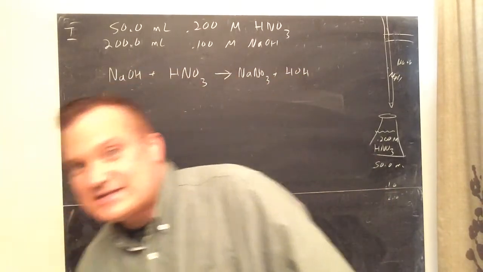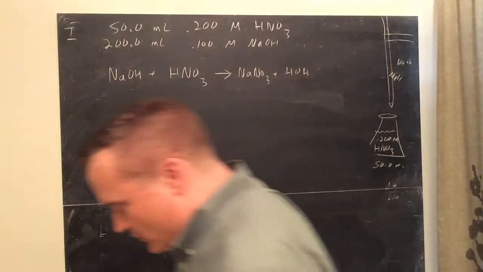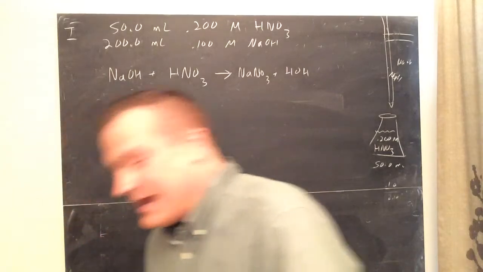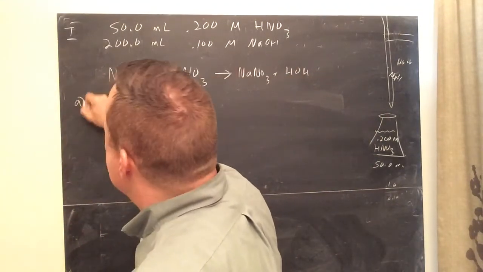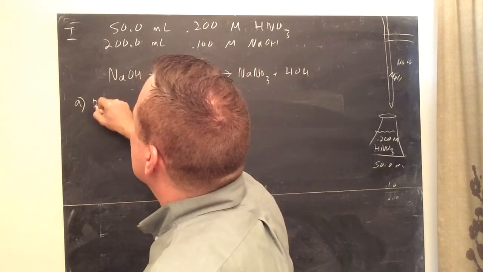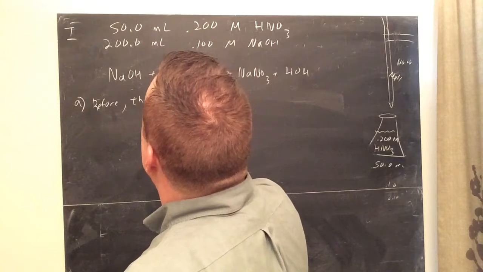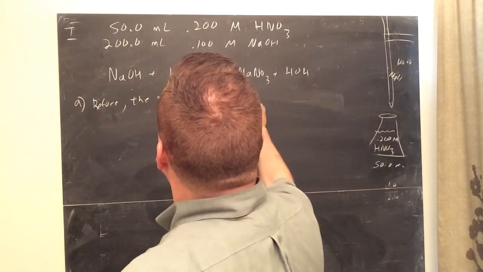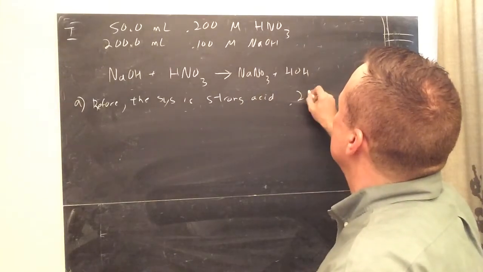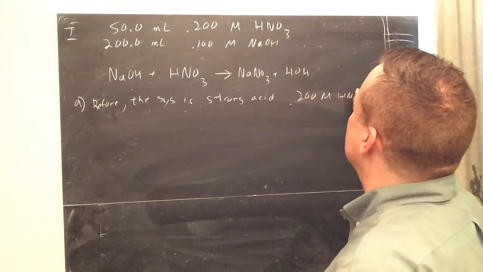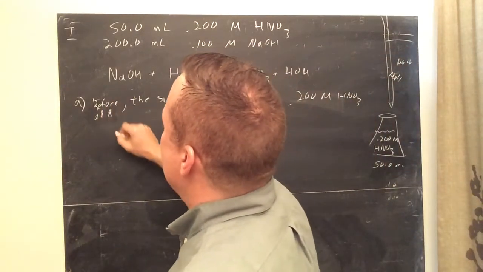Now, these are easy titration curves to make for this one. So the first point, it says, what's the pH before anything's been added? And I already showed you that. All right, so letter A, before adding anything, the system is strong acid, 0.200 molar HNO3. Before adding anything, it's only an acid.